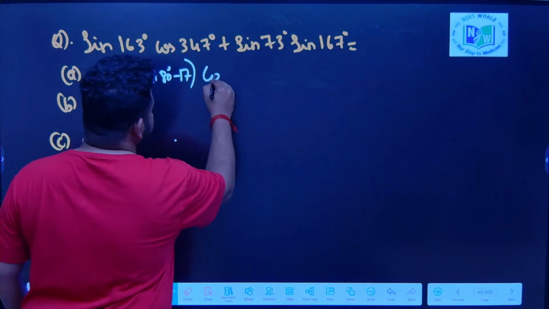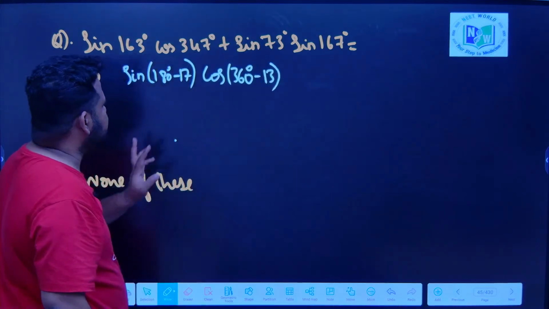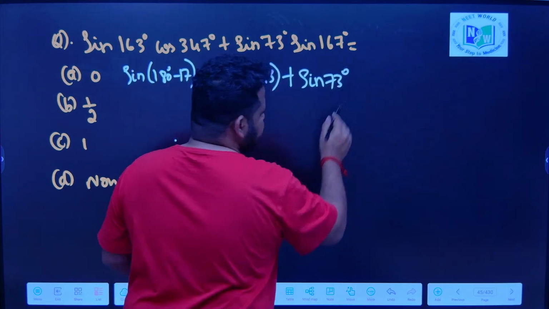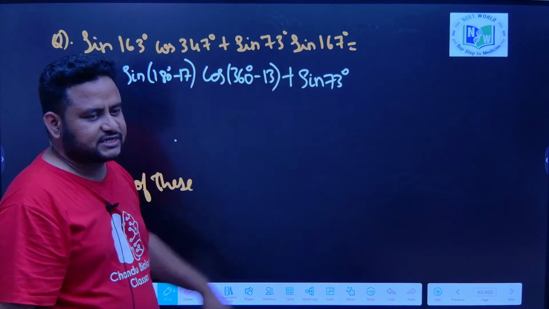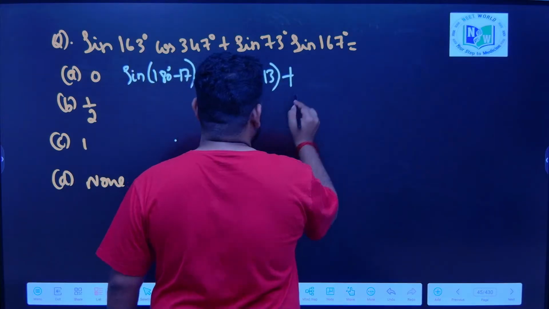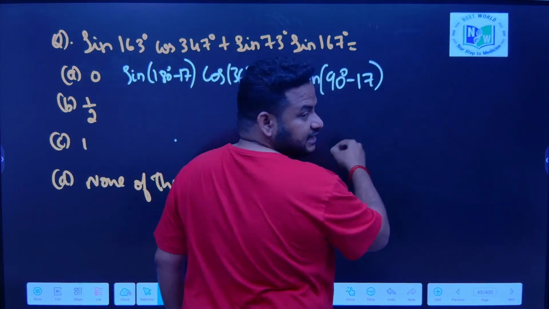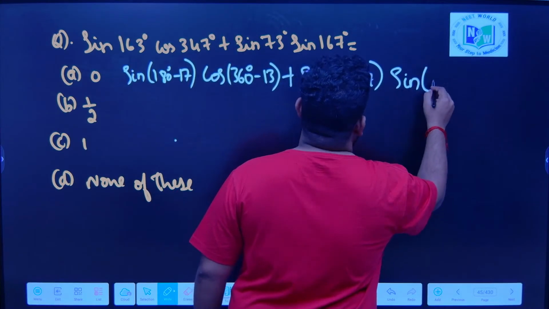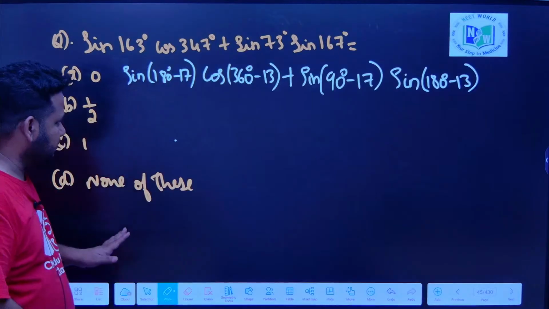Cos 347 can be written as cos 360 minus 13. Correct? Sin 73 is not close to anything bigger, so let me keep it as it is, within 90. Sin 73 can be written as sin 90 minus 17. Sin 167 can be written as sin 180 minus 13. Now have a look at this. Please focus now. You can write down later.